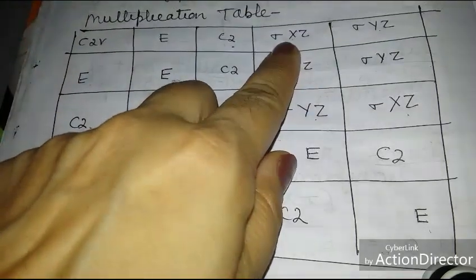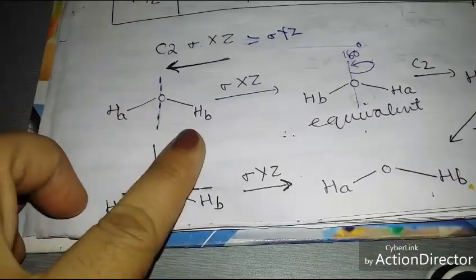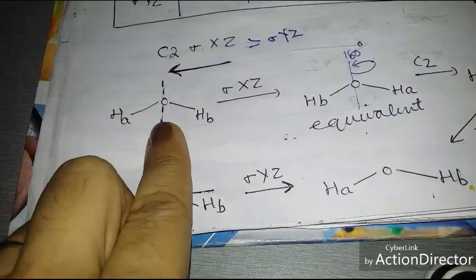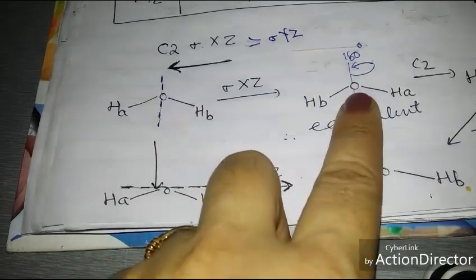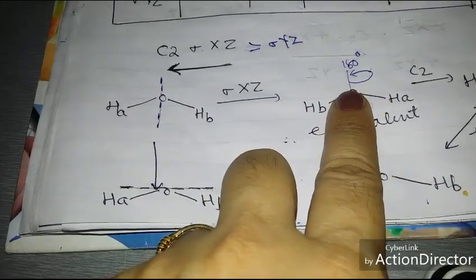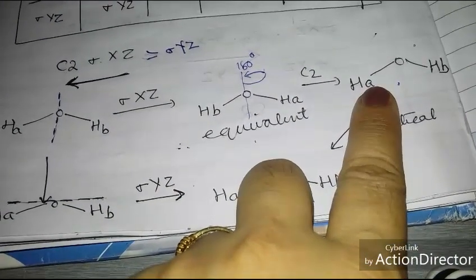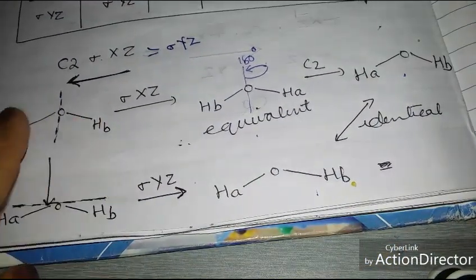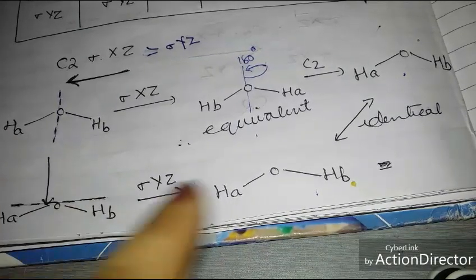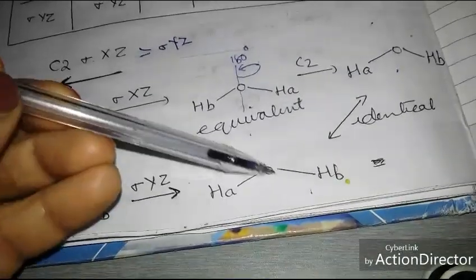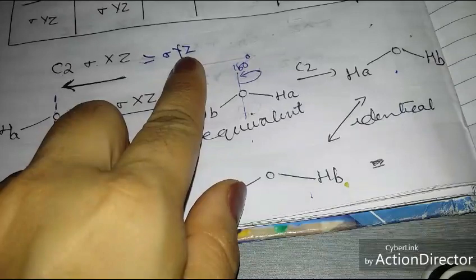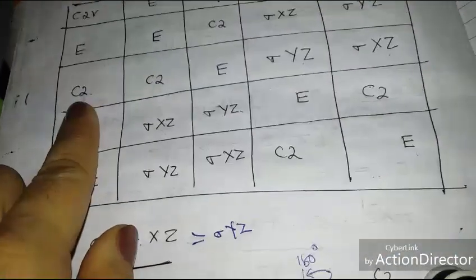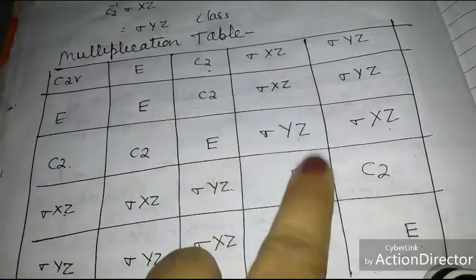Now C2 and sigma xz should give you sigma yz. Let us do it. HA O HB, you are applying a plane, sigma xz plane. It is giving you HB O HA. It is equivalent to this. Now to the same molecule you will be applying 180-degree rotation, and it is giving you HA O HB, which is similar to this. Now in this, if you are applying a yz plane, nothing will happen. You will get the same molecule back. If you compare this with this, they two are same. So C2 sigma xz is giving you sigma yz. That is why I have written over here C2 sigma xz is sigma yz.